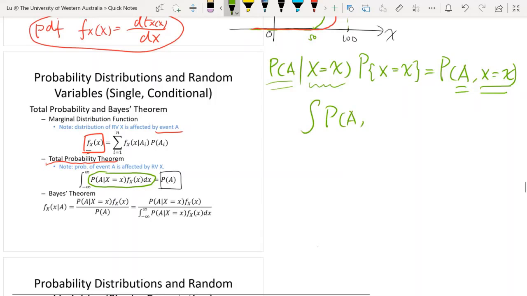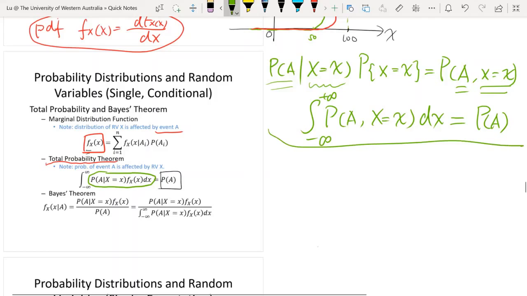This is the joint probability with respect to X from minus infinity to plus infinity. That means we need to consider all the possible points of X so that the effect of X can be eliminated. The remaining thing is just the probability of the event A only. Okay, so this is done now.